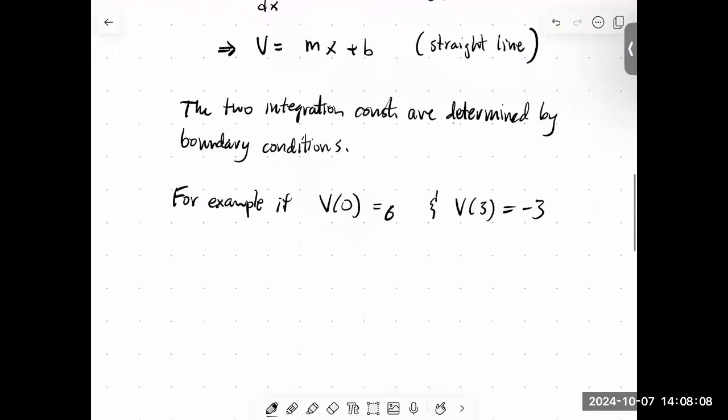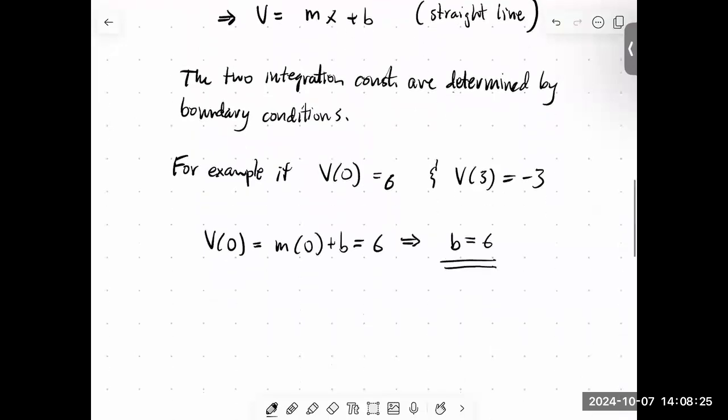we could sub in to our solution x equals 0. So it's going to be m times 0 plus b is equal to 6. And so we determine that b is equal to 6. Okay, I know this is simple, but let's just go through this so that we can think about this in a similar way in higher dimensions. All right, so then that means in general, v is mx plus 6.